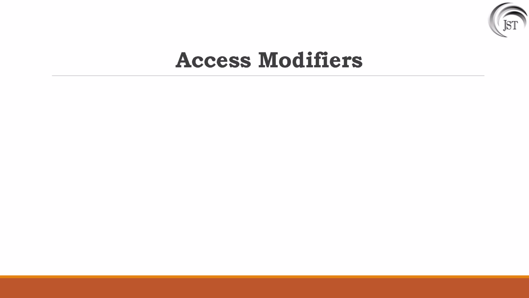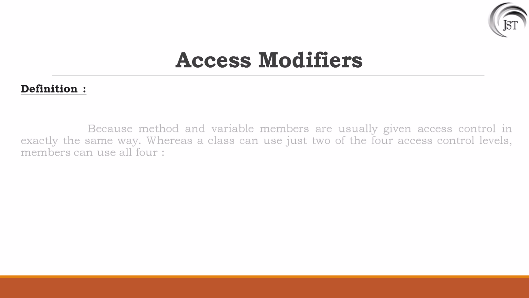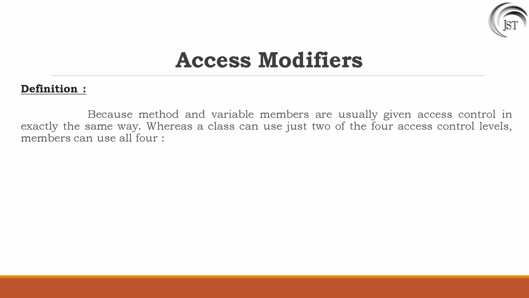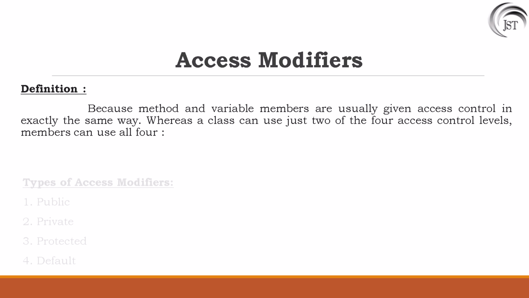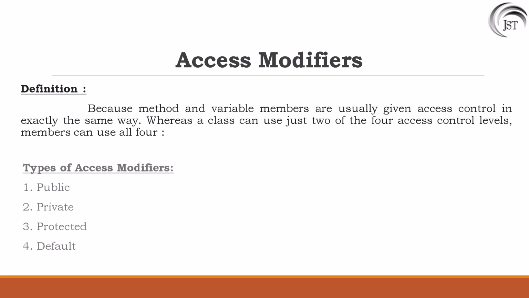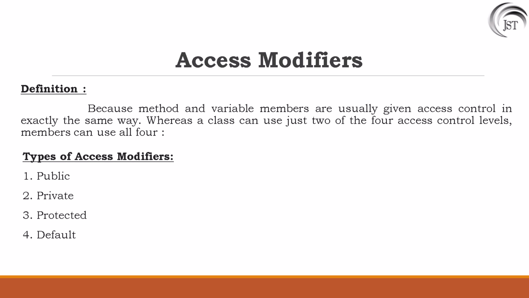Let's discuss today's topic. Today's topic is access modifiers. First, we need to discuss what an access modifier is. We need to understand the access modifier, because methods and variable members are usually given access control in exactly the same way, whereas the class can use just two of the four access control levels. Members can use all.